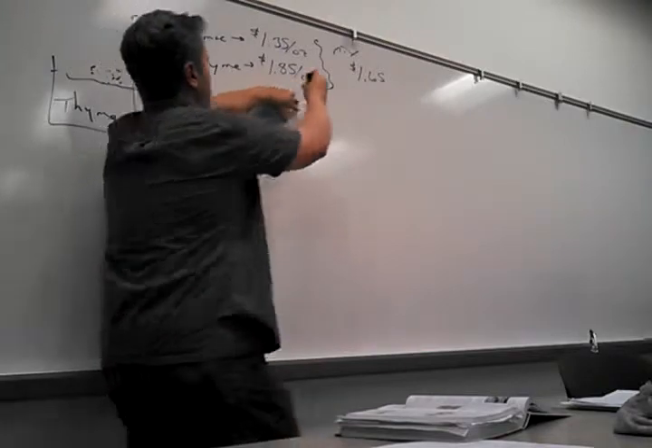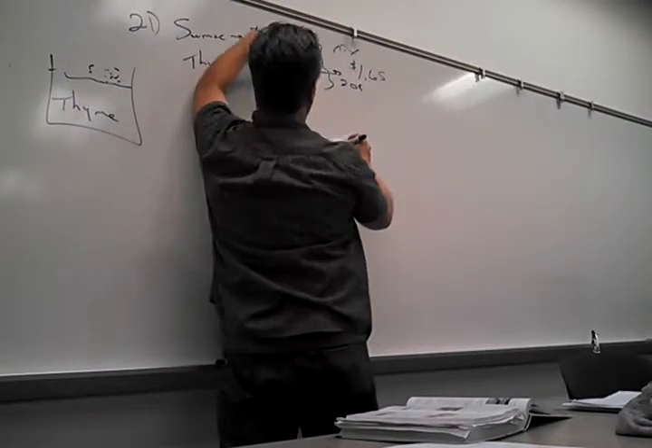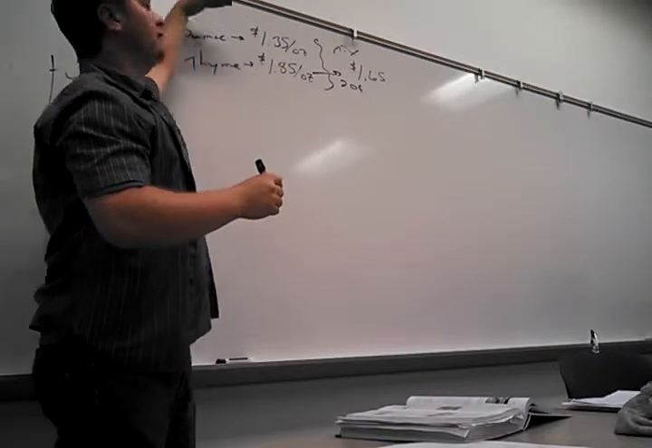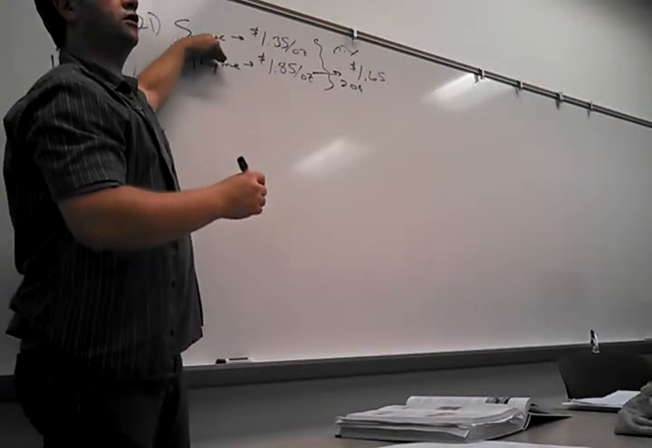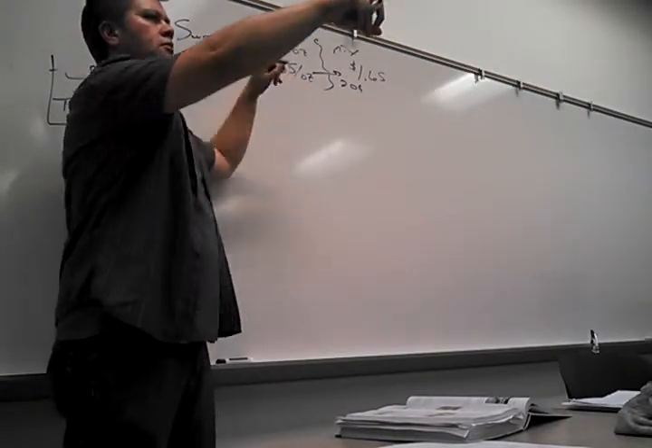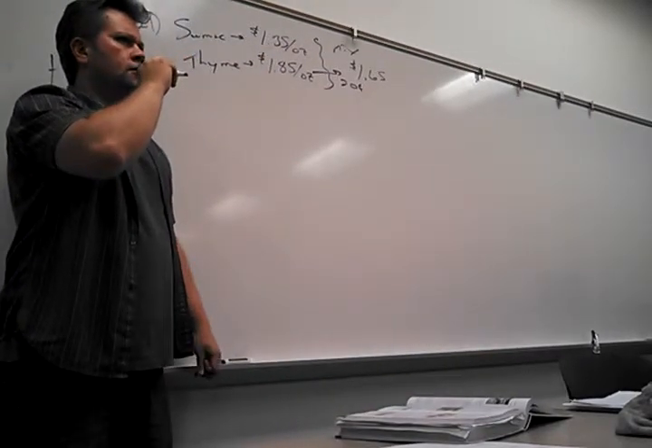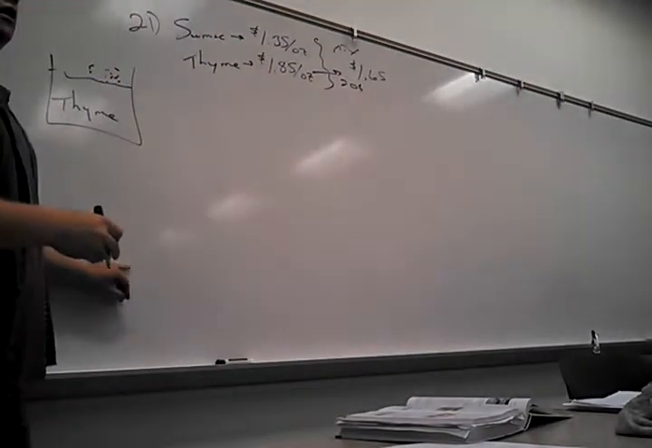I only took it down by 20 cents. I didn't even get halfway. If it was halfway in between these two, I'd have the same amount of each. I must have more thyme because it's closer to the thyme price, yeah. Why did you start with thyme instead of sumac? I didn't have to, you're right. I could have done it the other way.